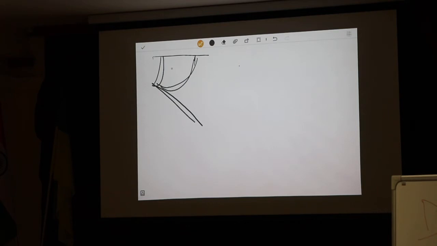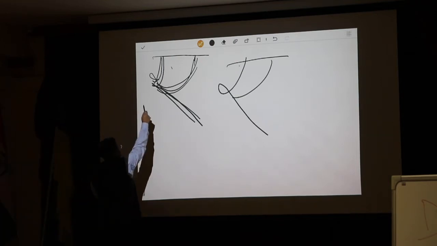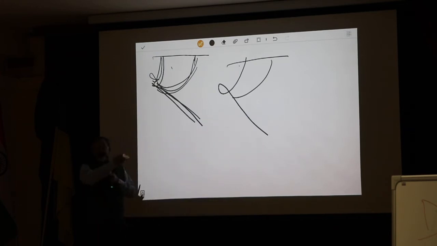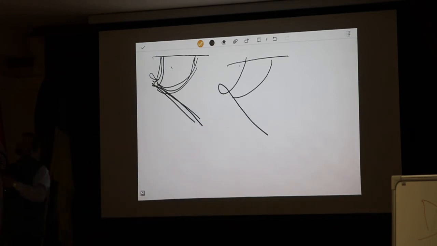Some people may also write like this. I'll write it again. It does not matter. Either you write just like this or like this and cover it like this. This is A.